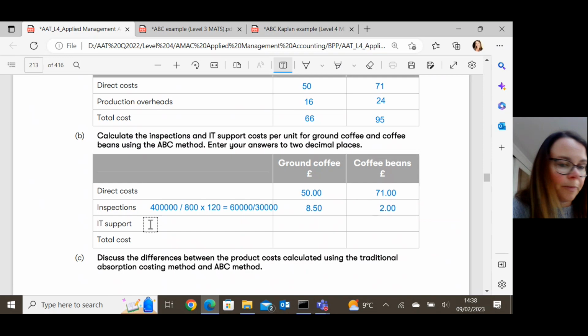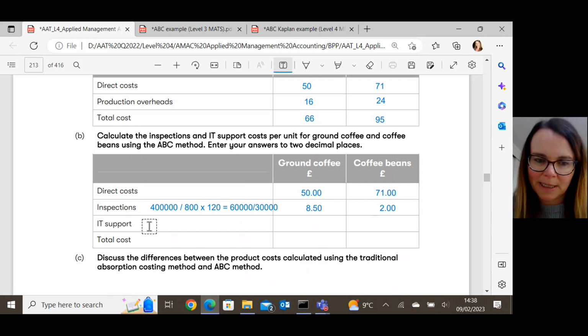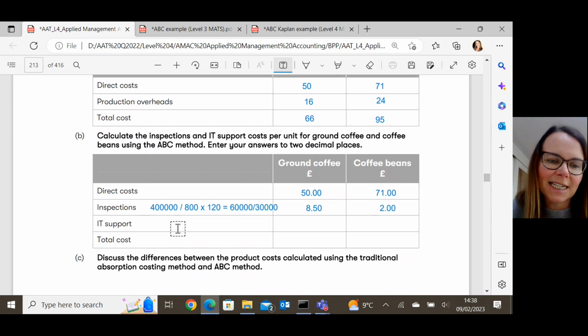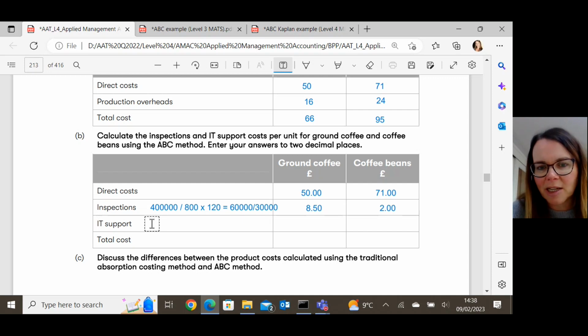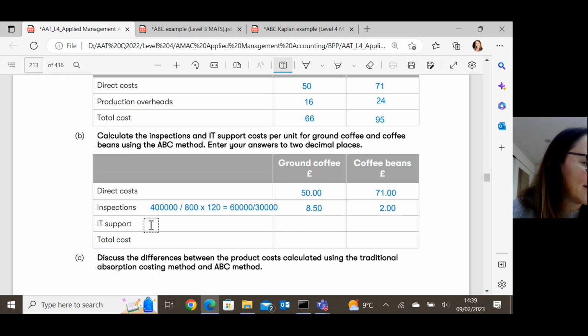IT support. So hopefully what you're seeing here is, although the concept's the same, the way the question's presented is slightly different in the 3 examples that I've done with you here. Hopefully by understanding the concept that you're basically apportioning the total cost for each thing, then just keep in mind what you're trying to achieve. You don't have to memorize a method, and then you should be able to figure things out.